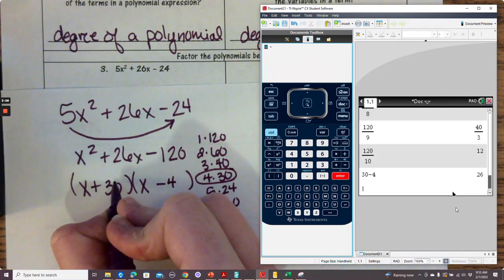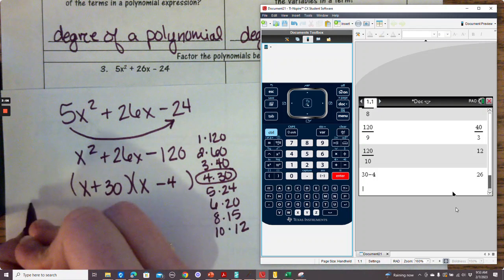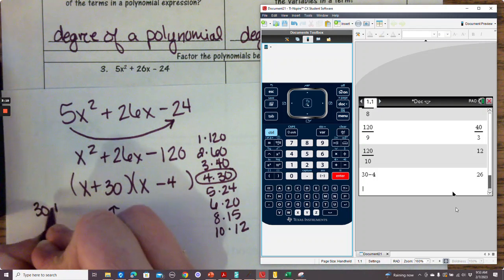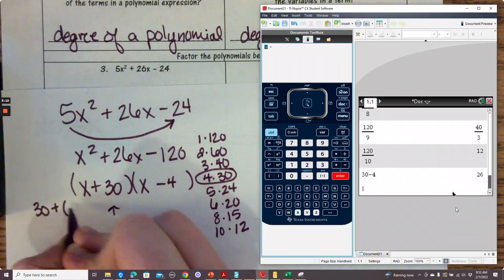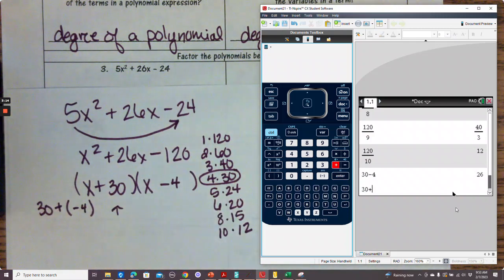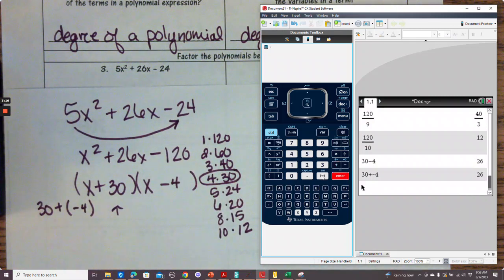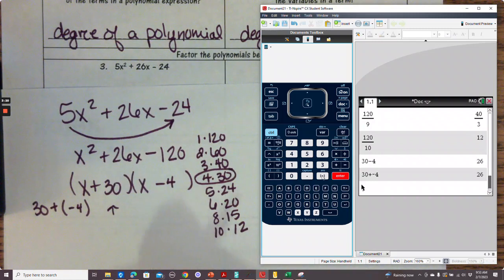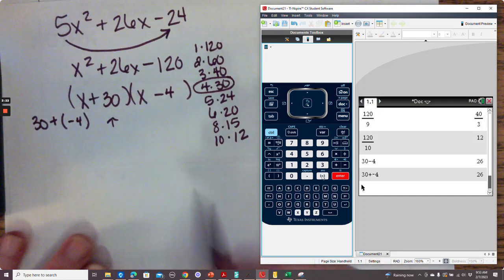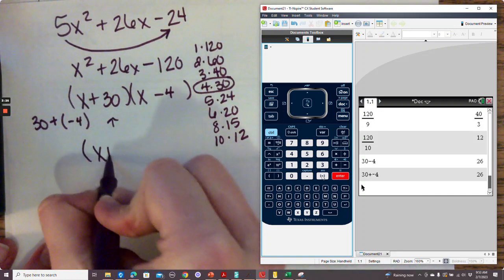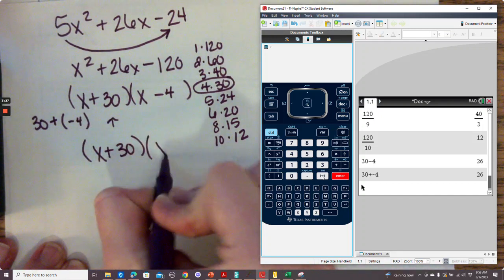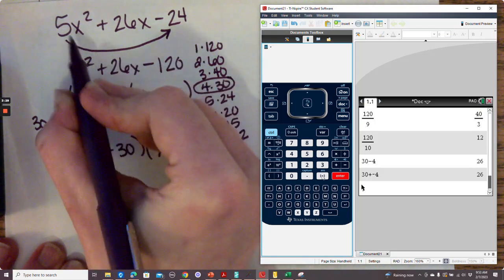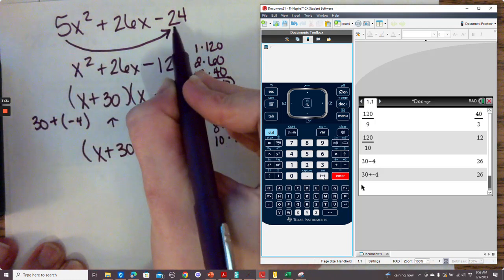And then remember, you can check these factors by adding them. You can do 30 plus the other factor, negative 4. 30 plus negative 4. And make sure you're getting what's in the middle. Okay. But I'm not done. So I'm just going to rewrite it because I've got junk underneath mine. I slipped this 5 to the end, so I have to undo that.